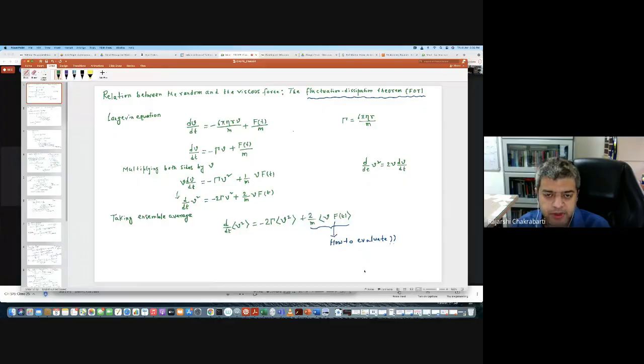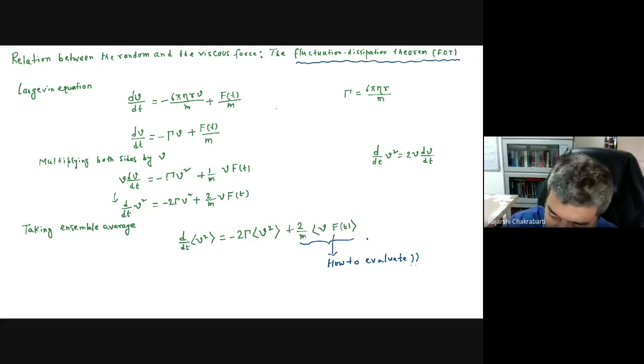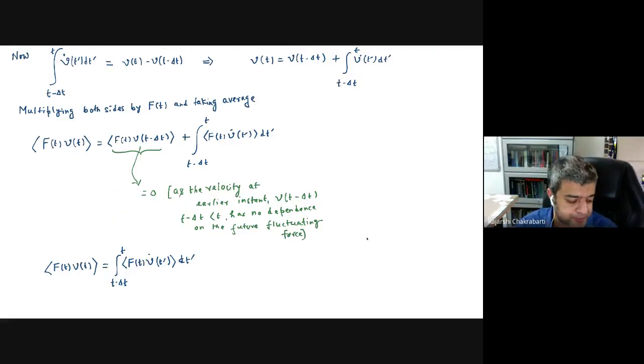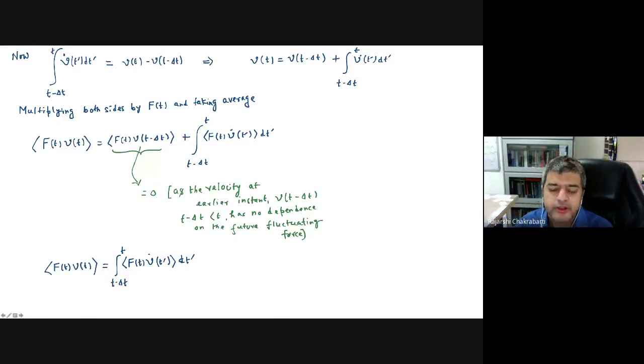So just to recap what we did in the last class. We had started with this relation between the random force and the viscous force. This relation is called the fluctuation dissipation relation or fluctuation dissipation theorem. It is very important because it ensures equilibrium in the long time.